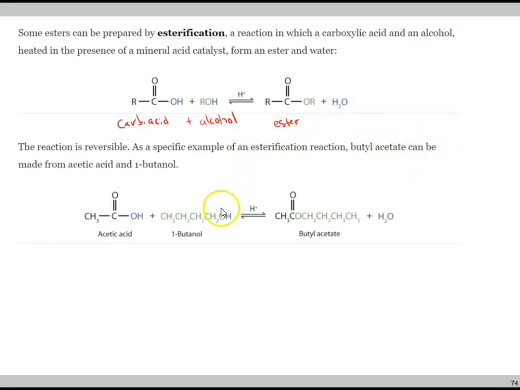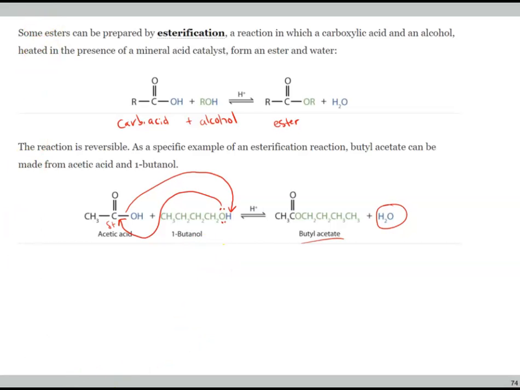Really what's happening here, if we look at the chemistry, is we have the lone pair. Here we have a partial positive charge, and this lone pair is going to attack that carbonyl carbon. And we're going to generate this new compound. So we'll generate the water and then the ester compound as well. So this is the general setup for the esterification reaction.